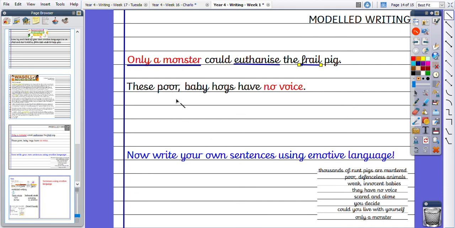Another example, these poor baby hogs have no voice. So I'm making you, Mr. Arable, feel really sorry for the pig because he can't talk for himself. He can't save himself, and that's why you are writing your letter. Okay, so I want you now to write sentences using your emotive language, and I cannot wait to see what you produce because I know you're going to be able to persuade Mr. Arable to save the pig.